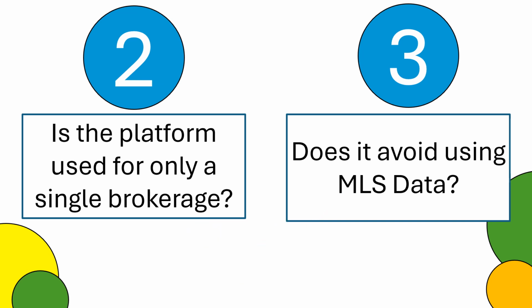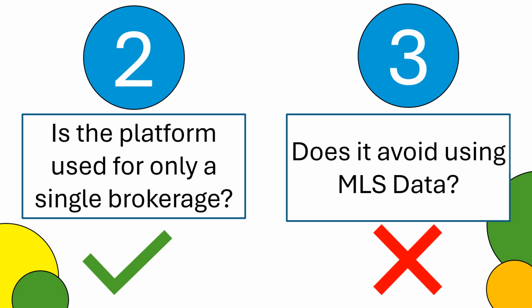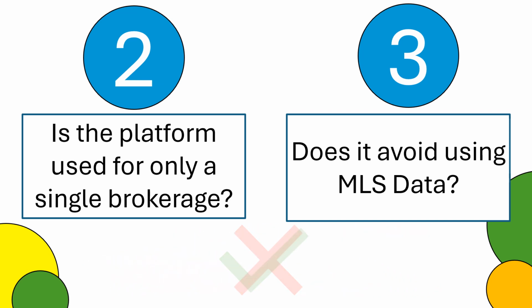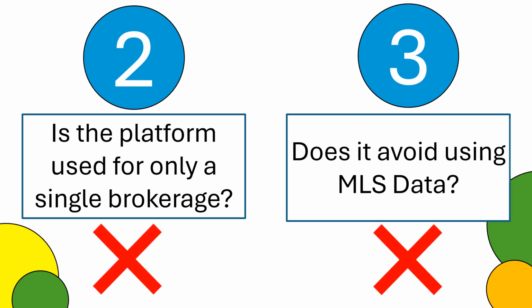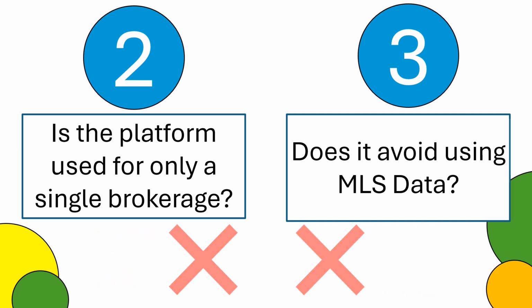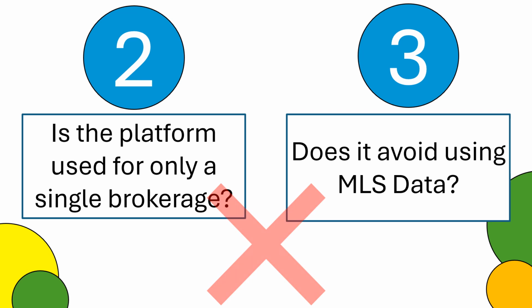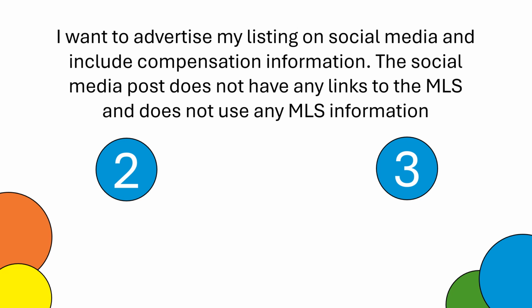And finally, you can advertise compensation when the platform used is for only a single brokerage, but it does not avoid using MLS data. In this instance, you are able to advertise compensation off the MLS. If both the platform used is not for a single brokerage, and the advertisement does not avoid using MLS data, then you cannot advertise compensation. As you can see, if you answer yes to either question 2 or 3, then you can advertise compensation off the MLS. If the answers to both question 2 and 3 are no, then you cannot advertise compensation on the MLS. Let's take a look at a couple of examples.